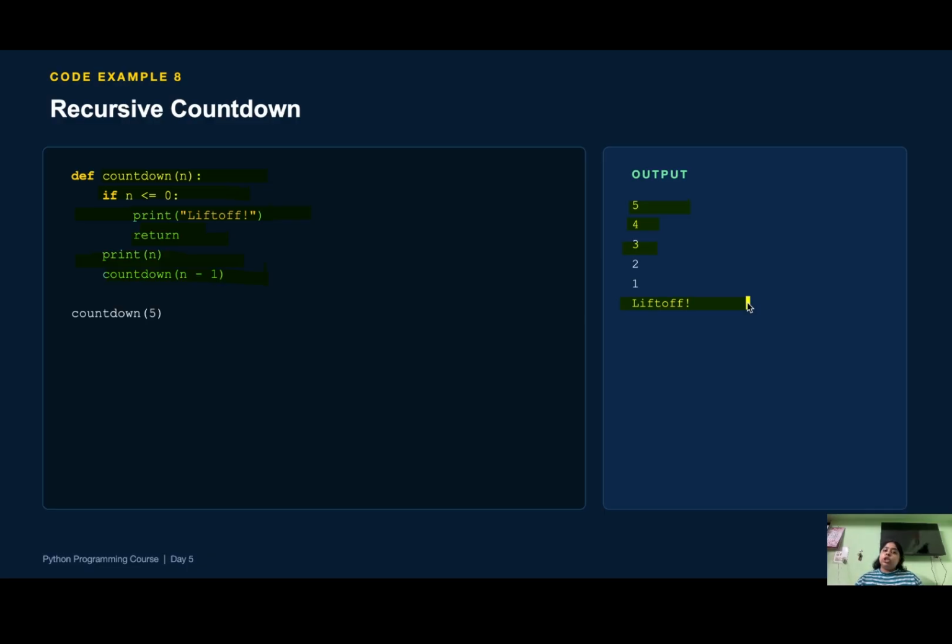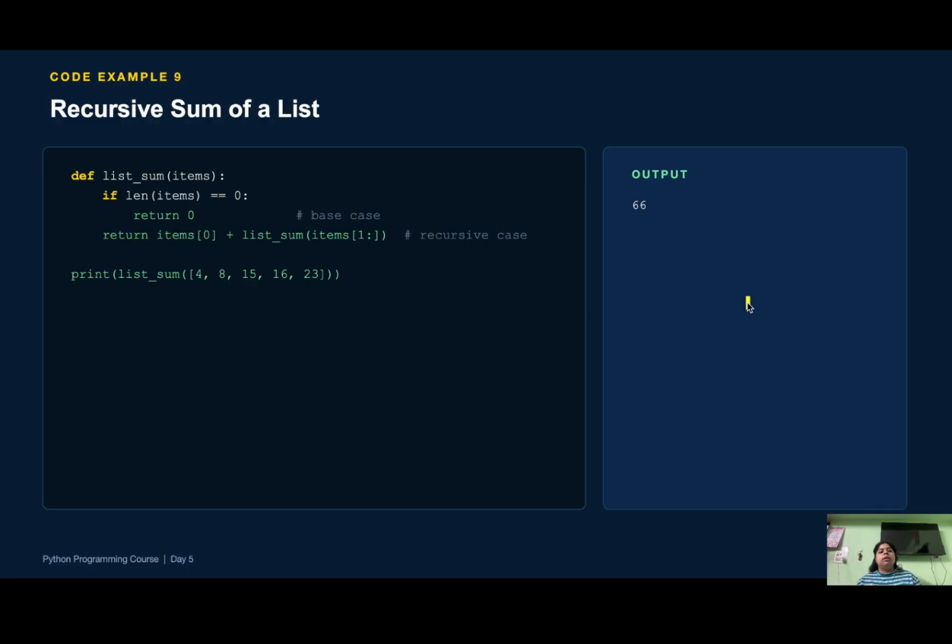And this recursive function is done. Now let's talk about the recursion concept in the sum of a list. If we have a list and we have to perform addition on it, we create a function sum of list and pass the items. If the length of the items is 0, return 0. If not, return item 0 plus the sum of the list from index 1 onward. We are not putting an end index because it moves towards the end of the list.